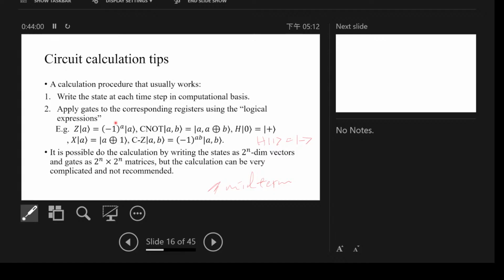But then there is an annoying thing, that is Hadamard. So Hadamard on 0 will become the plus state, and Hadamard on 1 will be the minus state. Okay, and I guess I forgot to erase this thing.